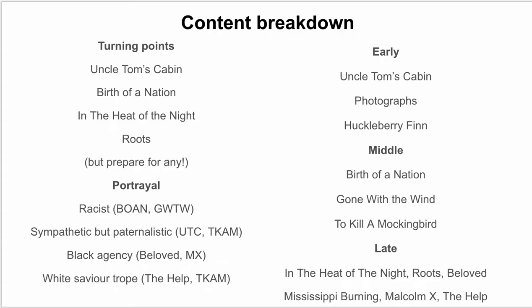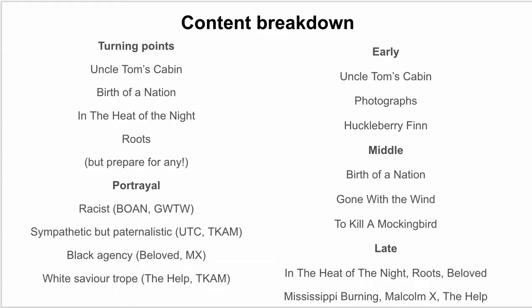You've also got the white savior trope, which is common in some of these: The Help, To Kill a Mockingbird, those kinds of things. I would always plan this, as I said with my revision video for topic 6, thinking about early, middle, and late. I've put this in roughly 50-year blocks, so late 19th century up to 1960.